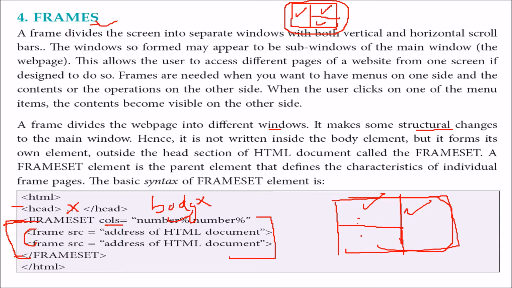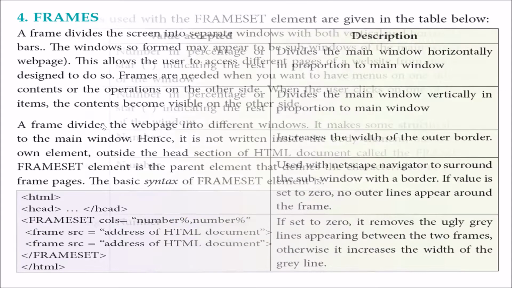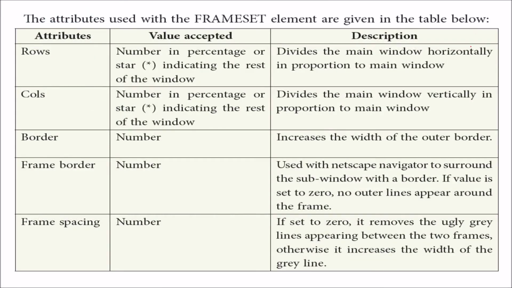Once you have a partition, say you have partitioned this into two columns, this area, this partition, is known as a frame. So this combination of frames is known as a frame set. In the frame you have to give the source, that is the HTML document you want to show here. So if you consider this to be a table, or say a web page, I'll explain it like this.